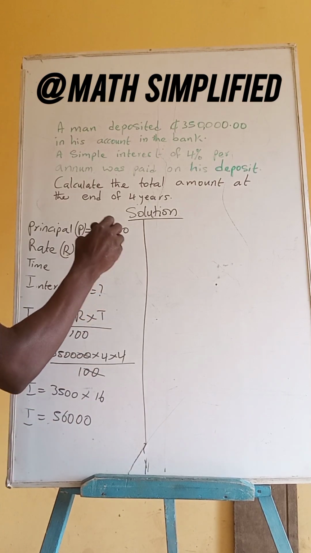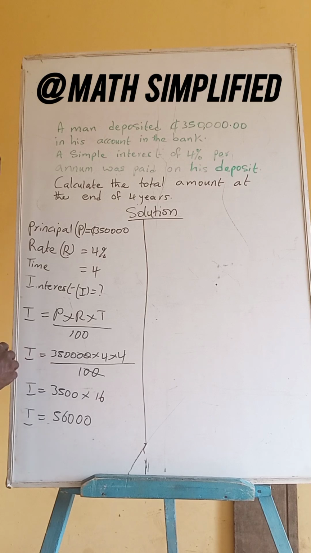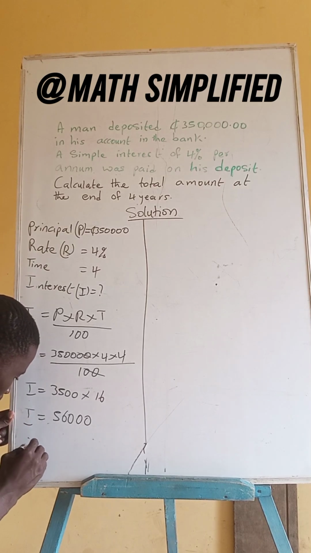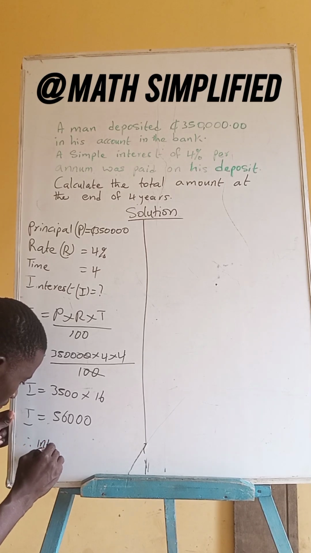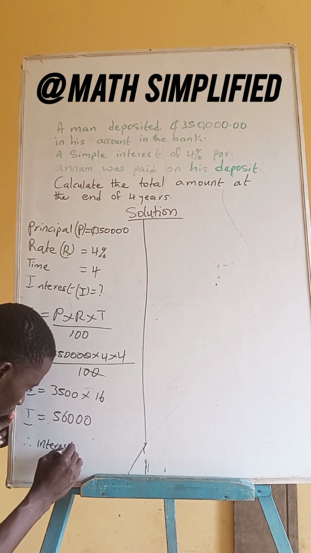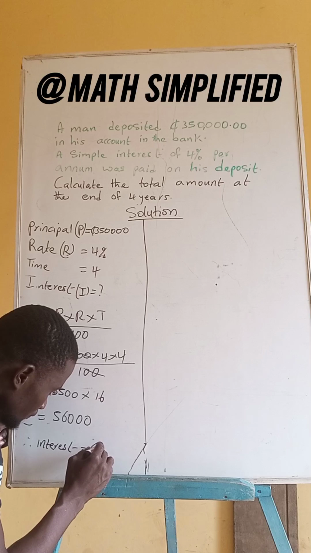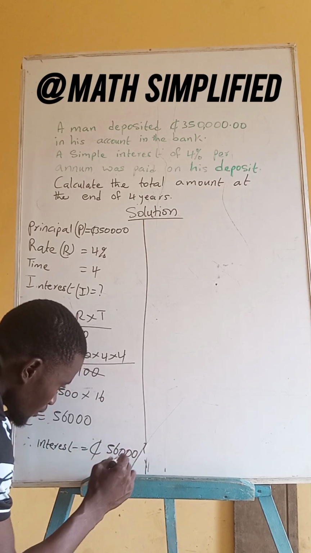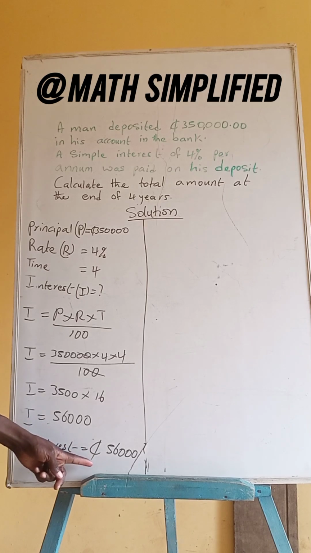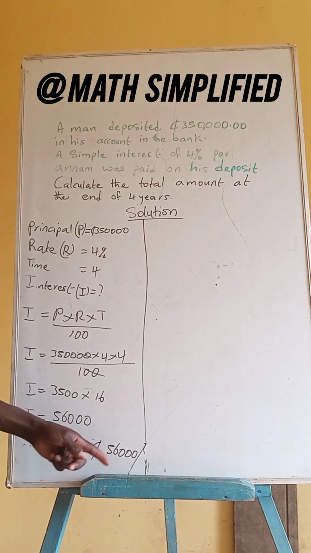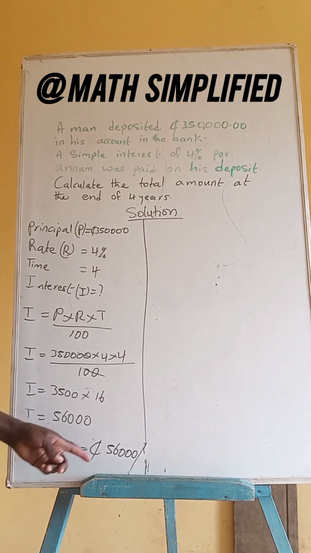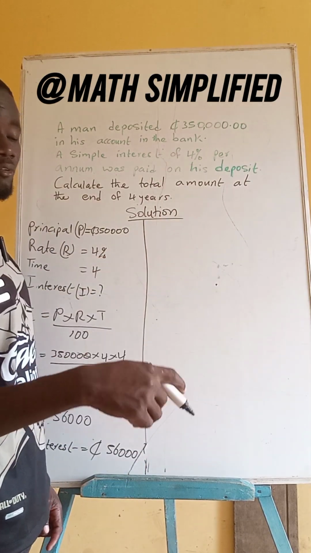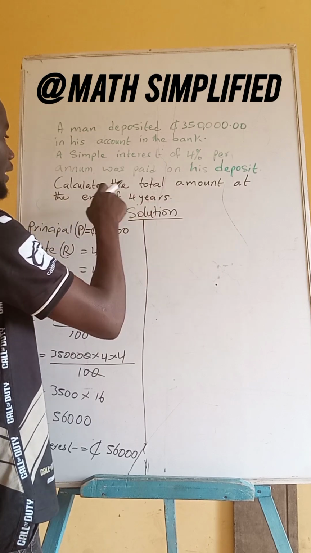So we now come here to state that therefore interest is equal to 56,000 cedis. Because we are dealing with currency, you need to add the currency there. You are now going to calculate the amount that he will get at the end of 4 years, or what will be the total amount at the end of 4 years.